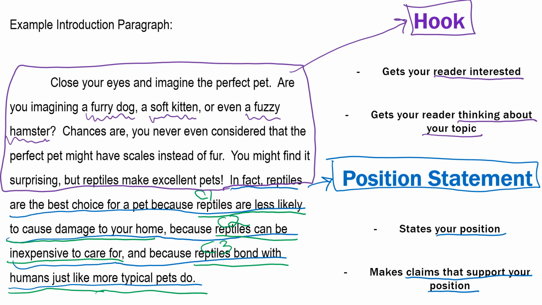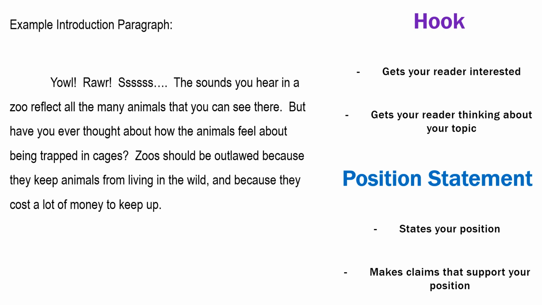So in this intro, we could see the first part is the hook, and the second part is the position statement. Let's look at another example. Again, we're going to be looking for the hook and the position statement. Here we go.